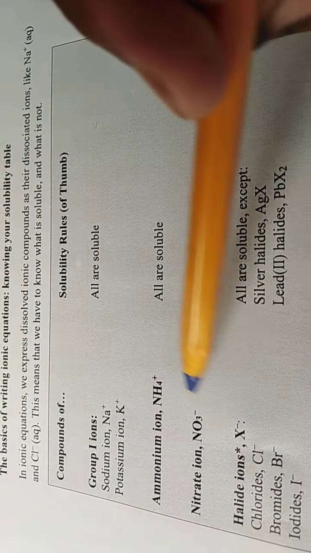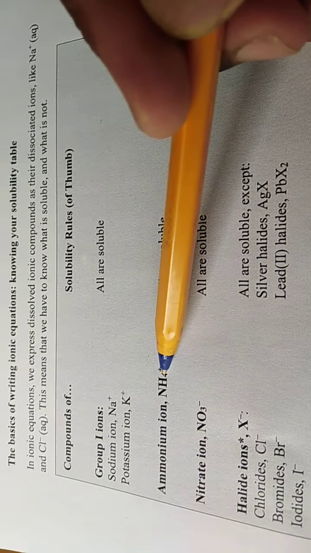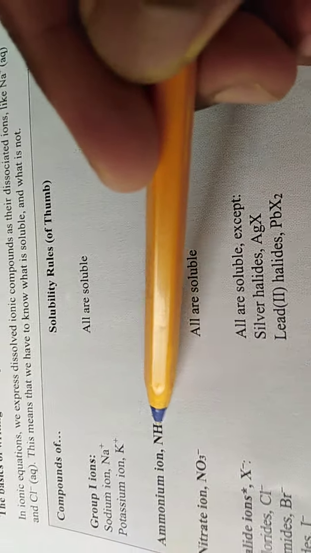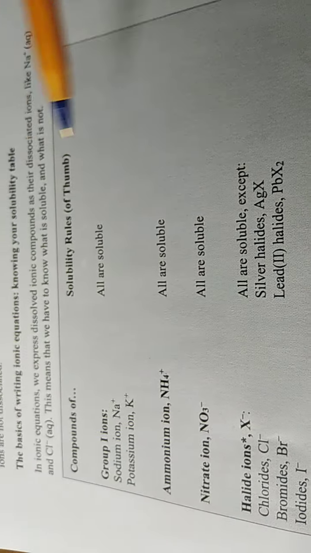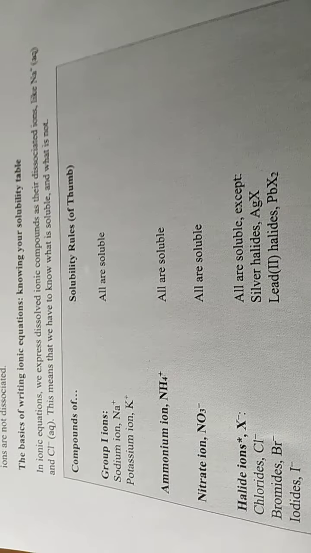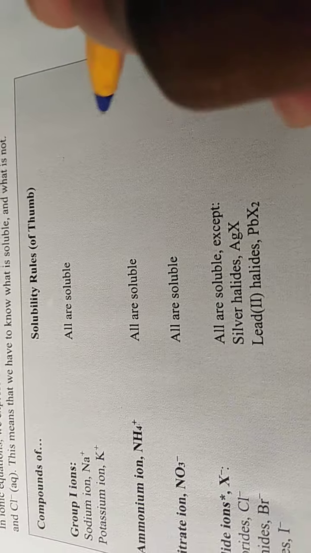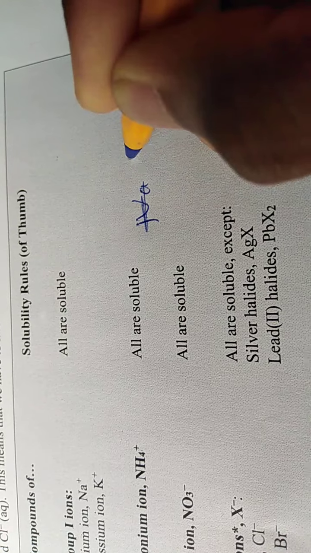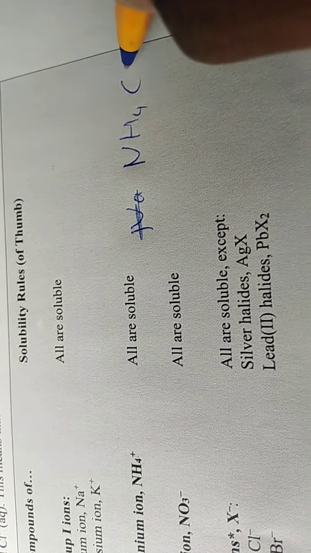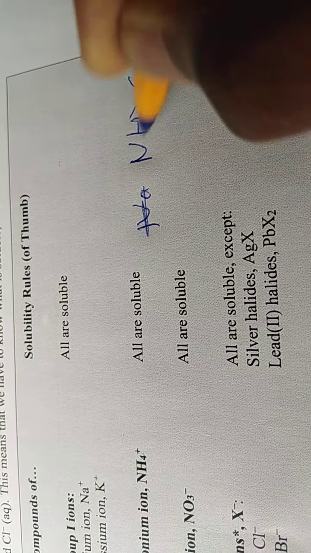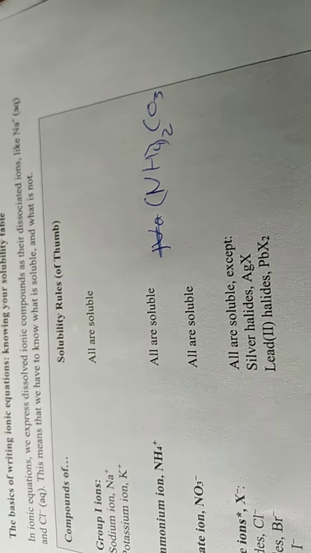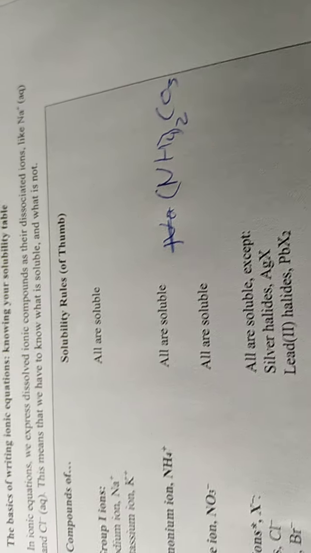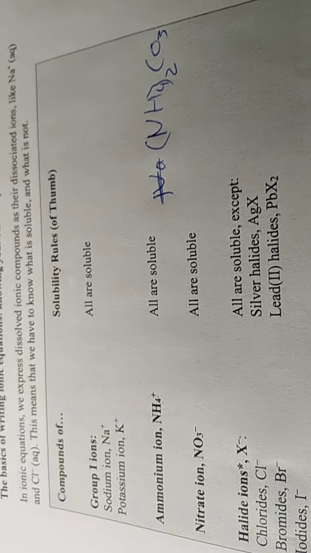And we have another cation there, which is the ammonium ion. Ammonium is a radical. Examples we can talk of are ammonium carbonate, which is soluble, and ammonium chloride, which is soluble. All of the ammonium salts are soluble.